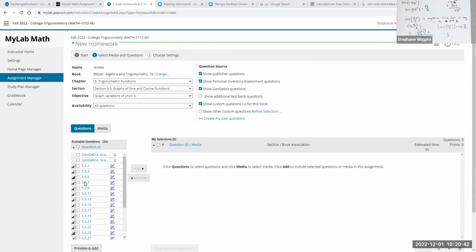Here, there is no constant in front of the sine. Y equals sine 6x. So the amplitude is 1. If there's no constant written in front, it's understood to be 1.